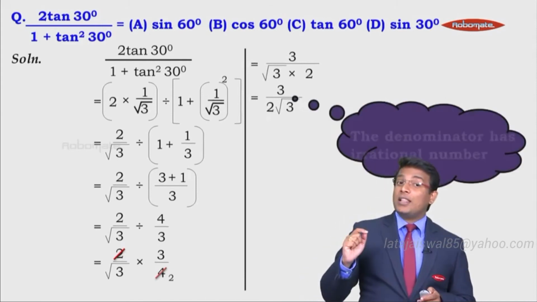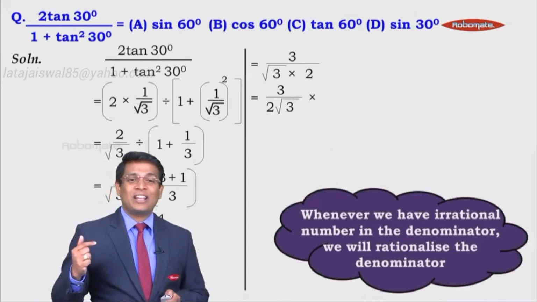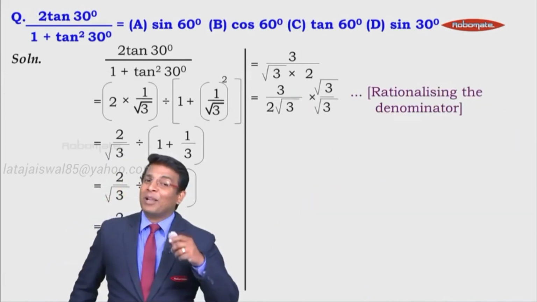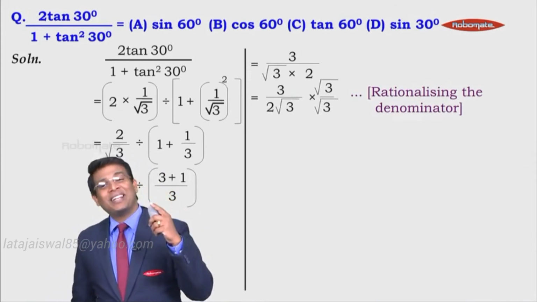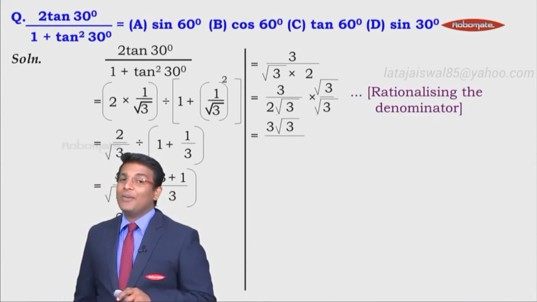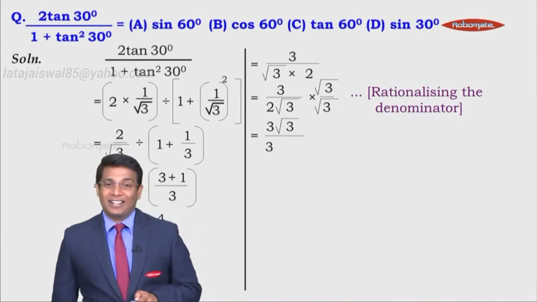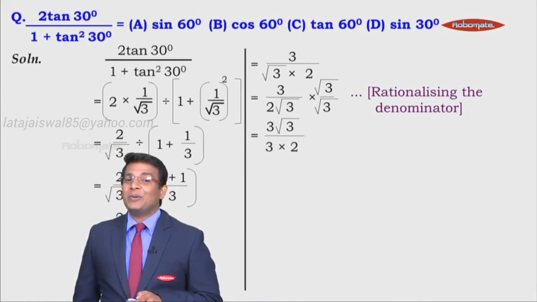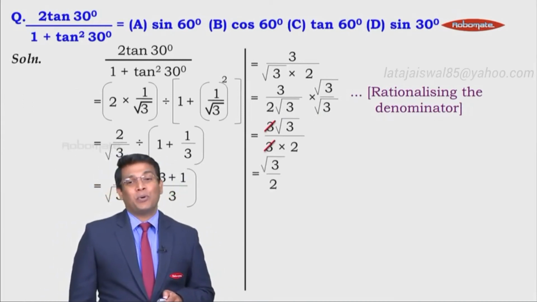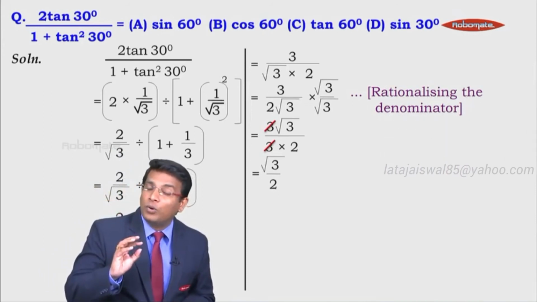Now again in the denominator, what do we have? An irrational number. So whenever we have an irrational number, we need to rationalize the denominator. So we rationalize it by multiplying root 3 in the numerator and root 3 in the denominator. So in the numerator we get 3 root 3, and in the denominator we'll get root 3 into root 3 is 3, so we get it as nothing but 3 into 2. Now 3 and 3 get cancelled, so we get the answer as root 3 upon 2. Now we have solved the value of this expression. We got it as root 3 upon 2.